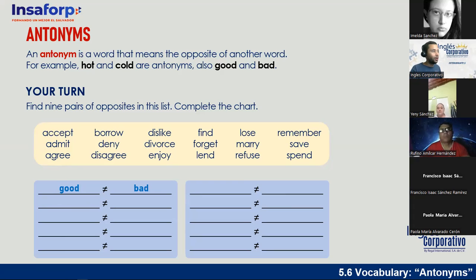Here we go. Okay, room one, Alejandra Magaña, Francisco Isaac, and Natalie Alejandra. Room two, Michelle Escobar, Olivia Osorio, and Sonia Guadalupe. Room three, Jose Vega, Luis Alonso Urias, and Paola Maria Alvarado. Room four, Griselda Mendoza, Imelda Sánchez, and Rufino Amilcar. And room five, Gladys Campos, Luis Enriquez, and Jenny Sánchez. I'm going to share this exercise via WhatsApp. So everybody, please join your breakout rooms right now.